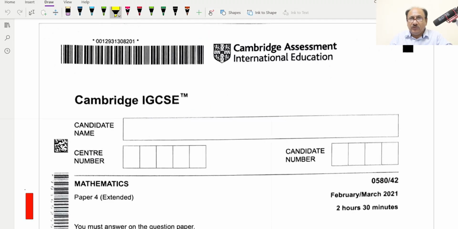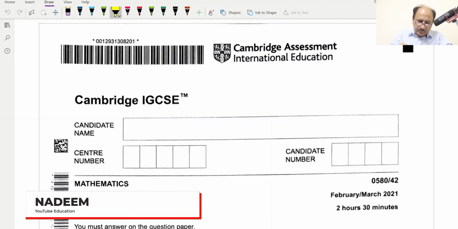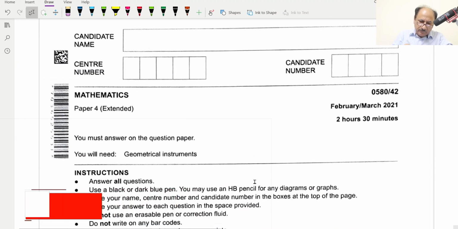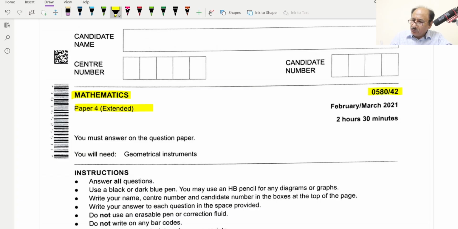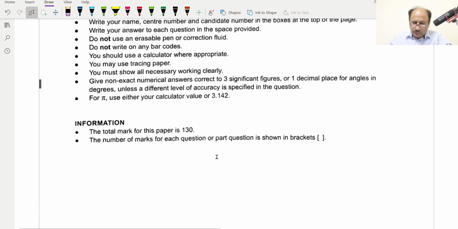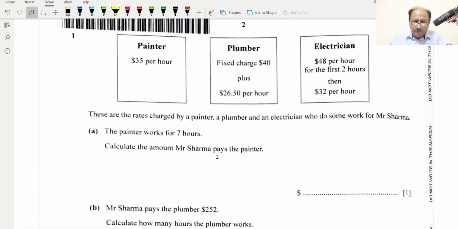Hello everyone. Today we'll be going through IGCSE Mathematics, Paper 4 Extended, 0580/42, Feb/March 2021. Let us move to question number 1.